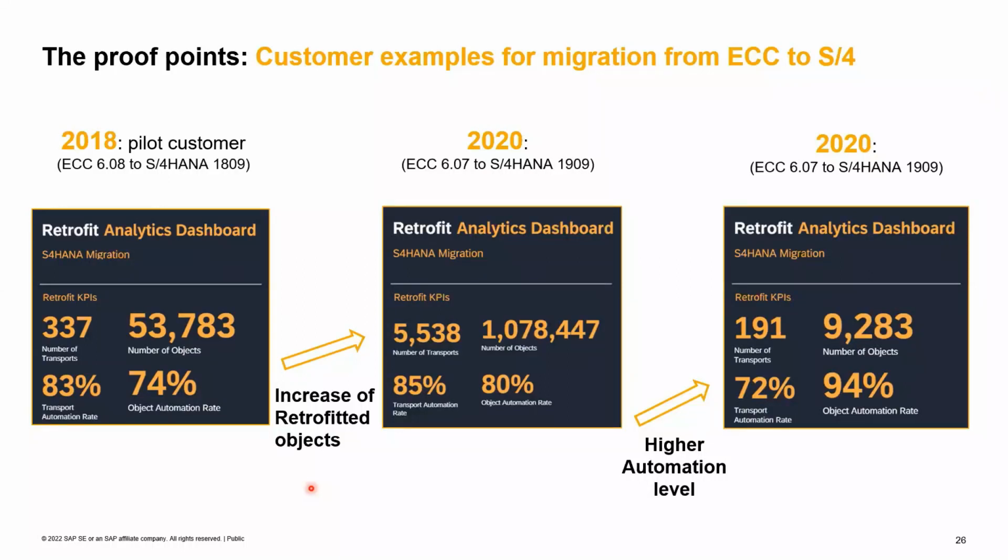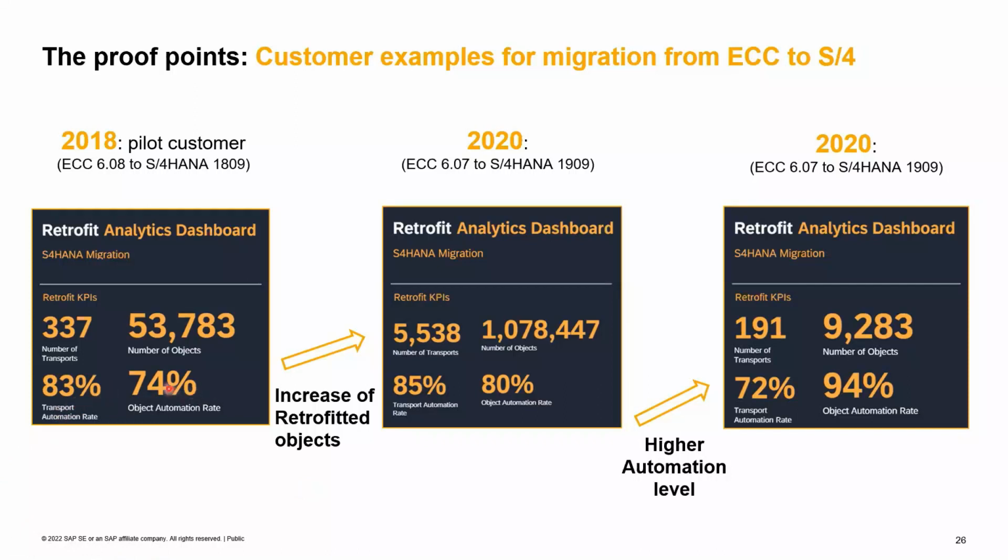So we started in 2018 with the first customer, based on ECC, moving to S/4HANA 1809. You can see here, based on the analysis, that in that project we handled 337 transport requests with about 54,000 transport objects. And you can see the transport automation rate is about 83%.